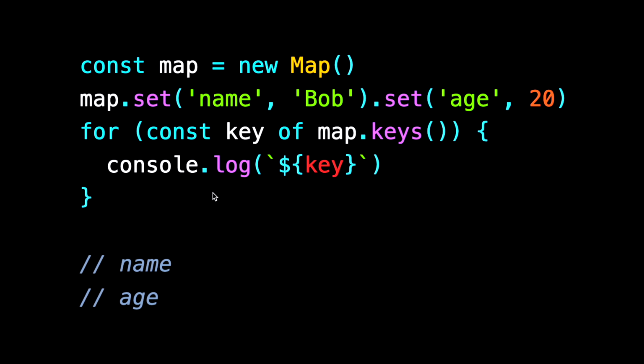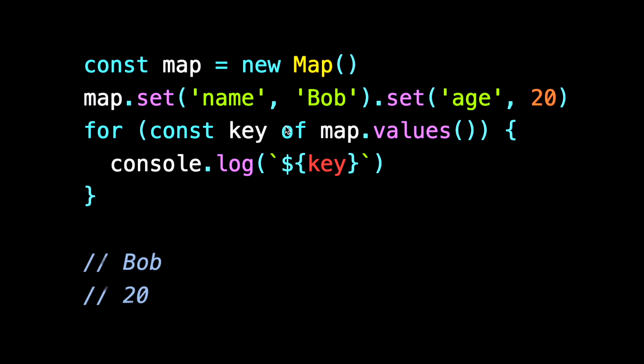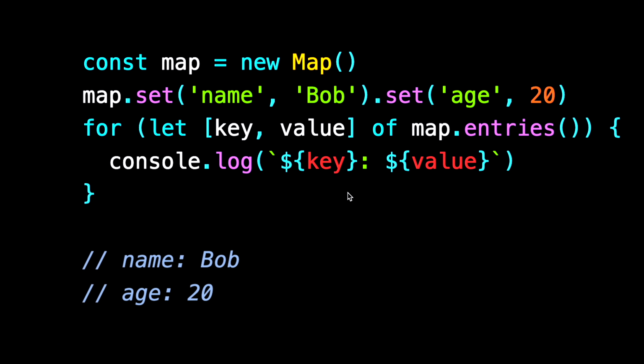And we can also iterate over the map using the keys method. And we can use values. And technically, we probably should have called this variable value, but it doesn't matter what you call this variable here. So we call it key, and it's going to log each one, Bob and 20. We can iterate over the map's key value pairs using entries, in the order they were inserted.